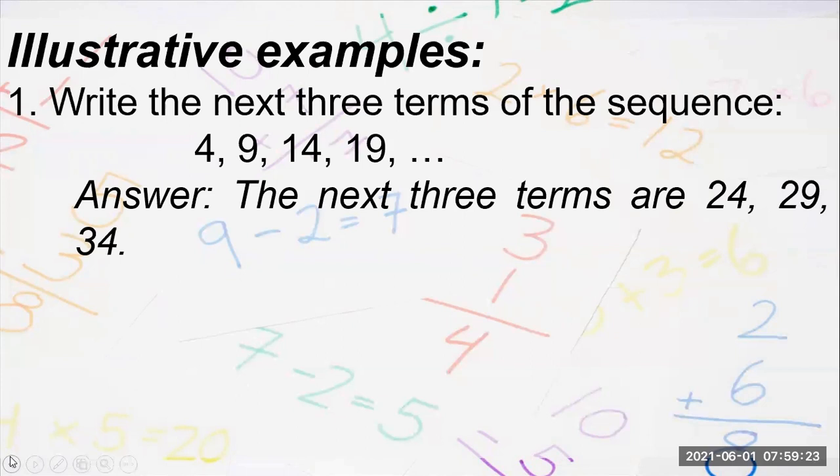So in this given example, for us to determine kung ano yung pattern na ginamit, sinubtract natin yung first term mula sa second term. So you have 9 minus 4 is equal to 5. So yung 5 yung dinagdag natin sa bawat element.